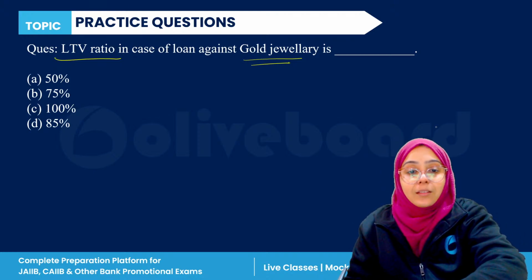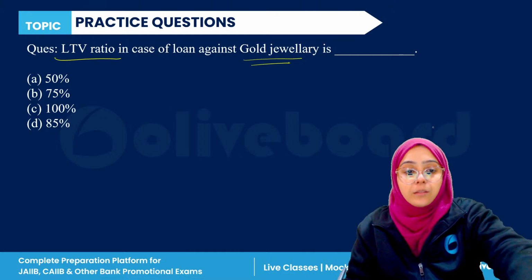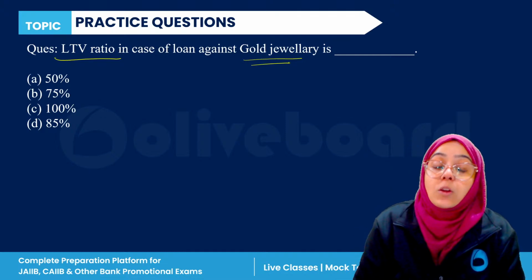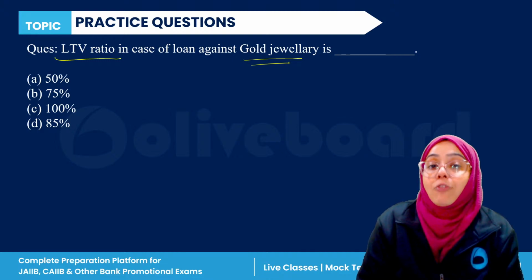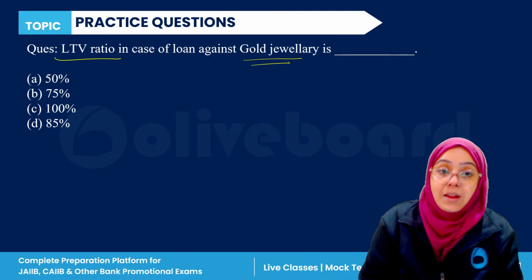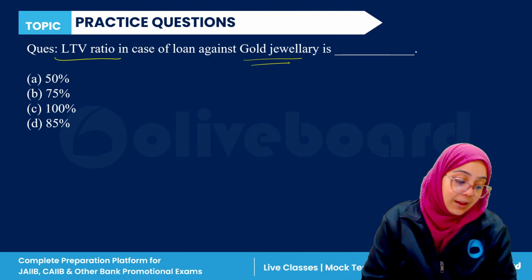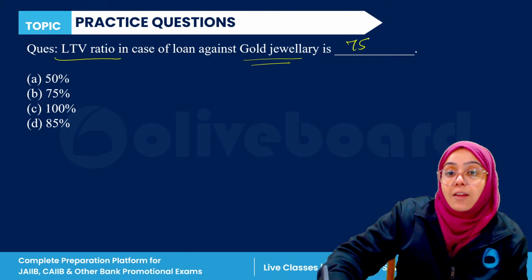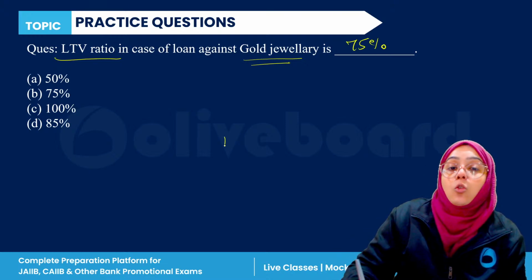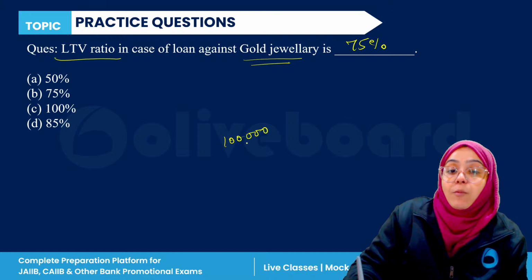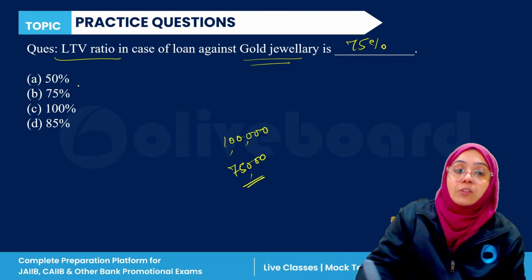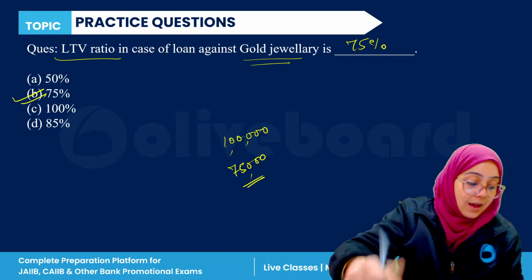Please answer this question. Loan to value ratio in the case of loan against gold jewelry is actually what? The correct answer is 75%. If you are giving gold worth rupees 1 lakh, the value is 1 lakh, the bank is giving you a loan of only up to rupees 75,000. So B is the correct answer here.